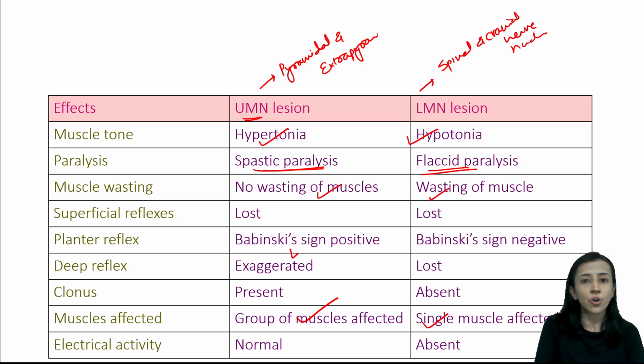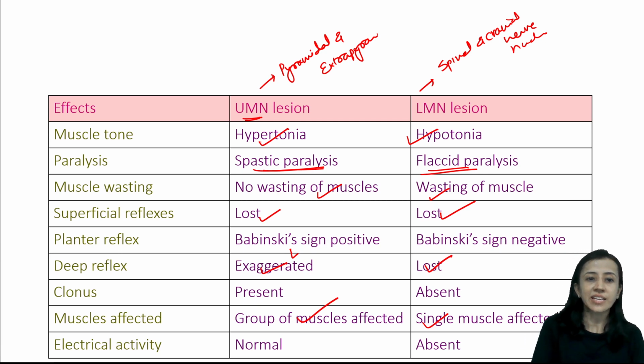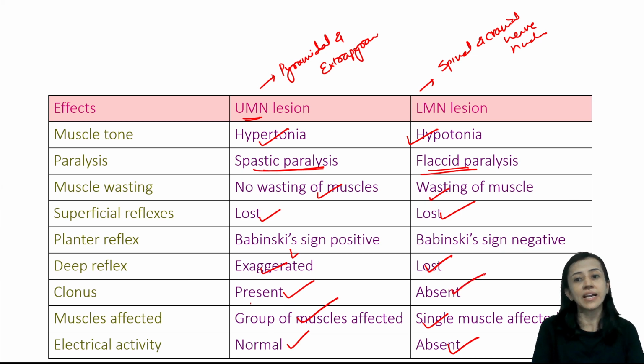Superficial reflexes are lost in an upper motor neuron lesion and deep reflexes are exaggerated, whereas in a lower motor neuron lesion both reflexes are lost. Babinski sign is positive in an upper motor neuron lesion and negative in a lower motor neuron lesion. Electrical activity is normal in an upper motor neuron lesion and absent in a lower motor neuron lesion. Clonus is present in an upper motor neuron lesion and absent in a lower motor neuron lesion.